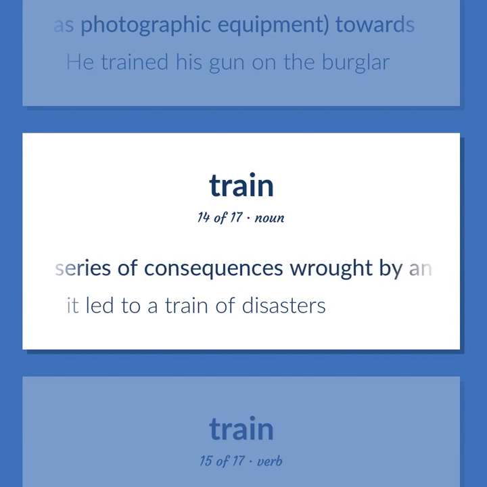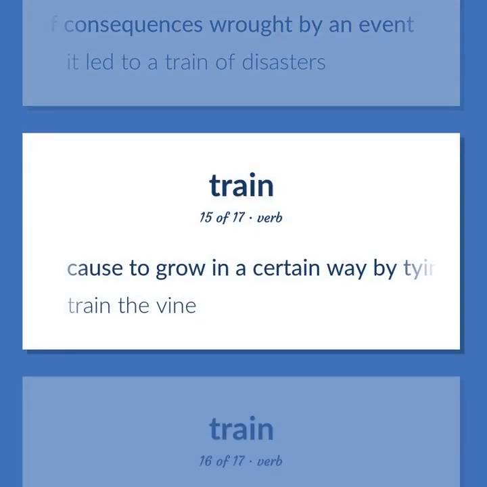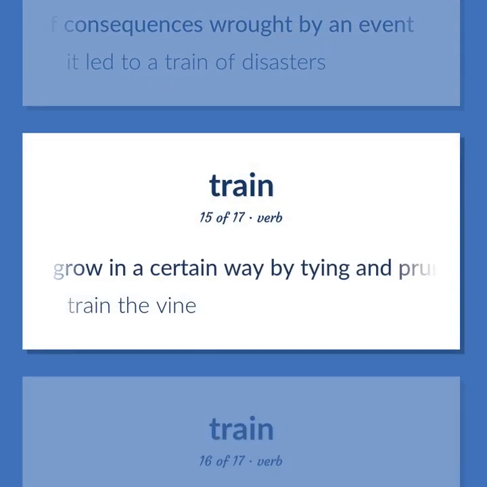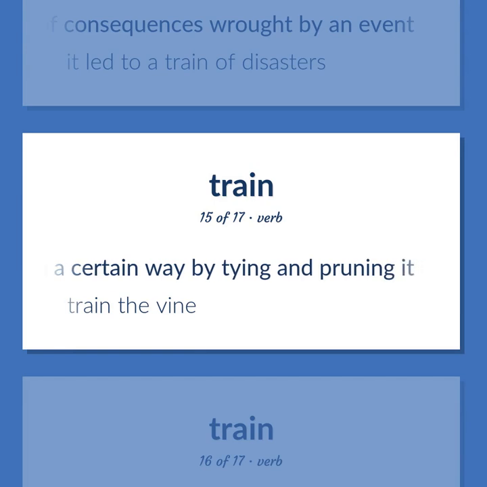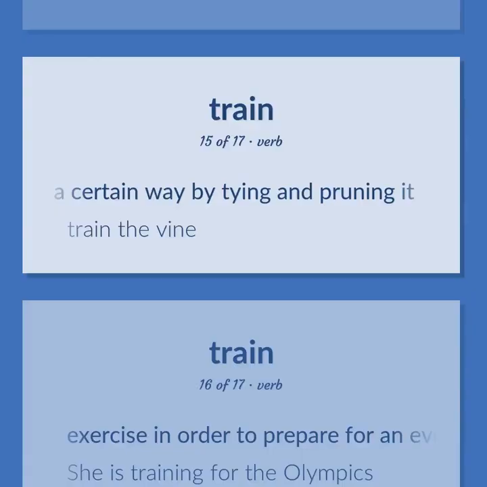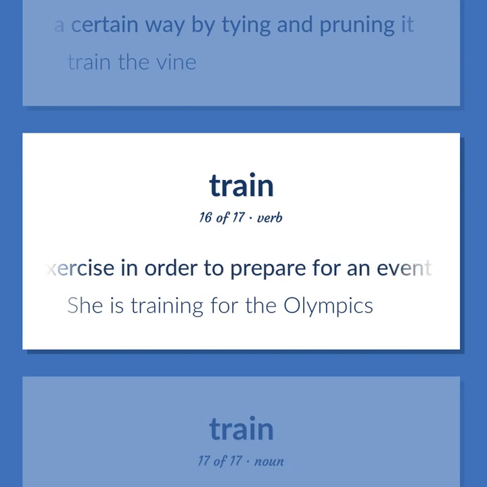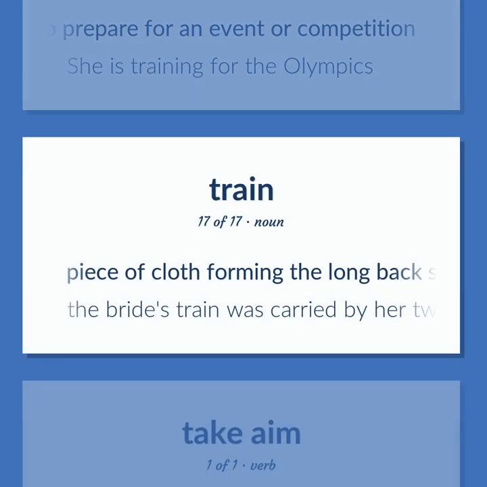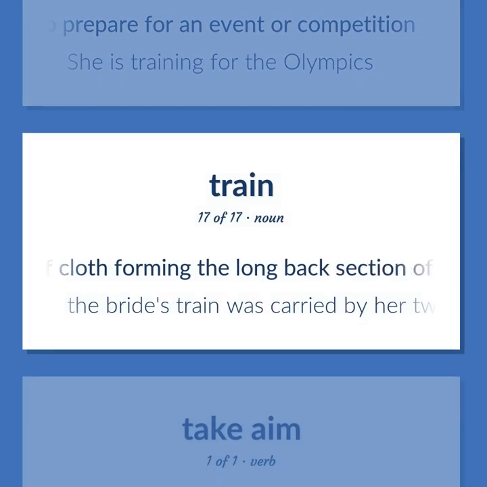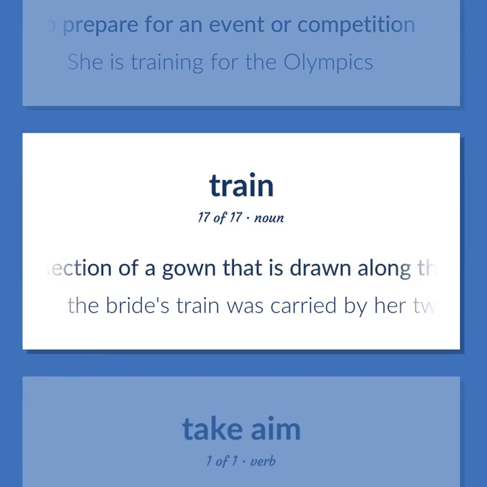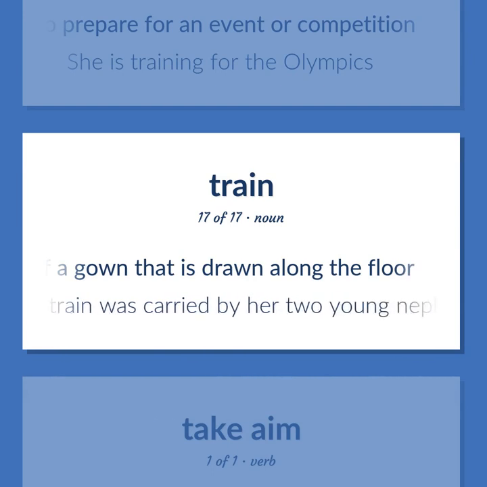A series of consequences wrought by an event. It led to a train of disasters. Cause to grow in a certain way by tying and pruning it. Train the vine. Exercise in order to prepare for an event or competition. She is training for the Olympics. Piece of cloth forming the long back section of a gown that is drawn along the floor. The bride's train was carried by her two young nephews.